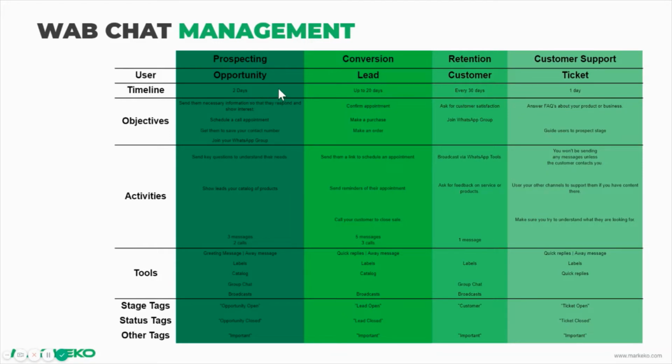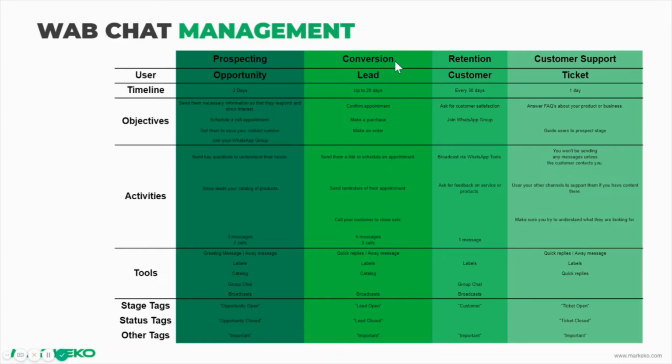And so in general, you want to be able to prospect your opportunities or new conversations within 2 days, right? And what I want to do within those 2 days is send them the necessary information so that they respond and I can actually qualify and see if they're actually interested. I want to be able to start scheduling appointments. I want to be able to give them my contact information and actually have them save that number so that I can send them information back. If they don't save your number, you won't be able to send them info back. You want to have them join your WhatsApp group as well if you have a newsletter that you're sending every week or every month. And so you're going to have objectives within each stage.